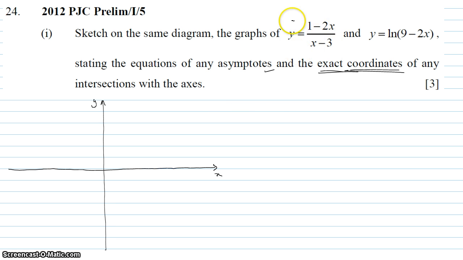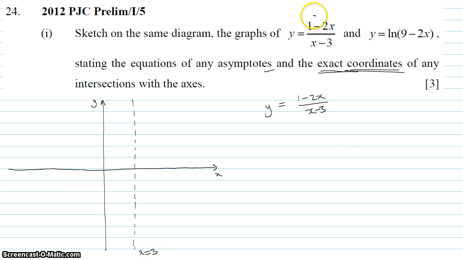Well, let's take a look at this graph first. y equals (1 minus 2x) over (x minus 3). The first thing that should strike you is that we have x minus 3 on the bottom line, which means that at x equals 3, there has to be a vertical asymptote. So this is x equals 3.